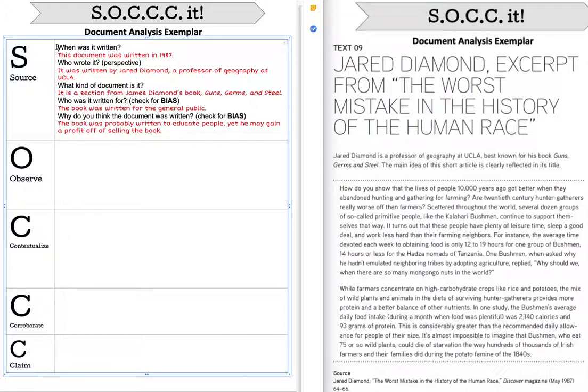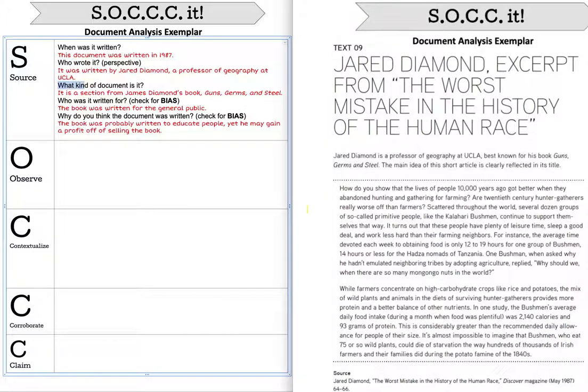analyzing an artifact, such as when was it written? Who wrote it? What kind of document is it? Those things you can probably find at either the top of the document, so there's usually like a little introduction. So here I see it says Jared Diamond. He's a professor and he's the author. It comes from his book, Germs, Guns, and Steel.